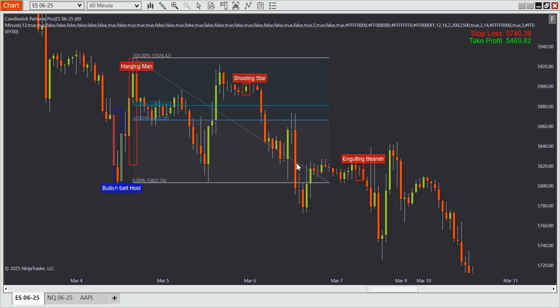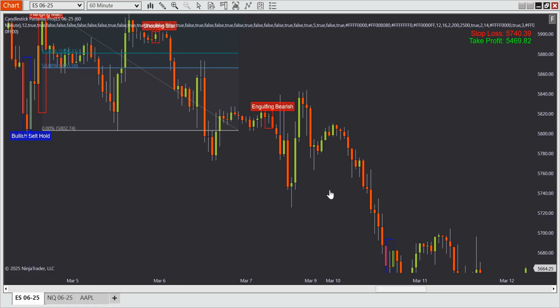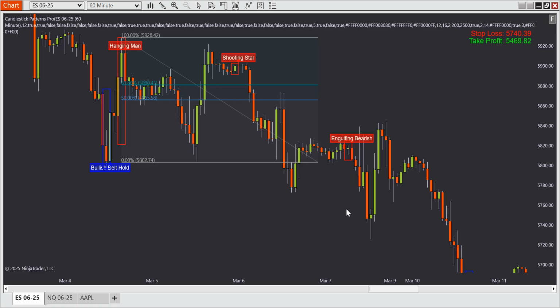And all along here, we don't see any other bullish patterns. We do see another bearish one. Price does poke above it here some, but we see the bearishness continue strongly.